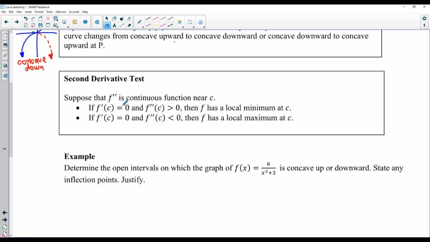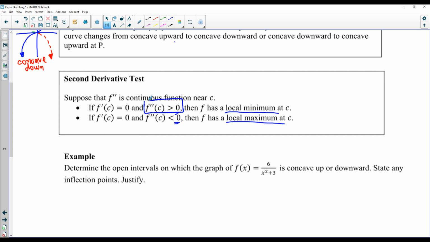A critical point on the first derivative is a point where the graph changes from increasing to decreasing or decreasing to increasing. And then if you take the second derivative, if it has a value greater than 0, you're going to have a local minimum at that point. If the second derivative has a value less than 0, it's going to be a local maximum. Now we can make sense of this.